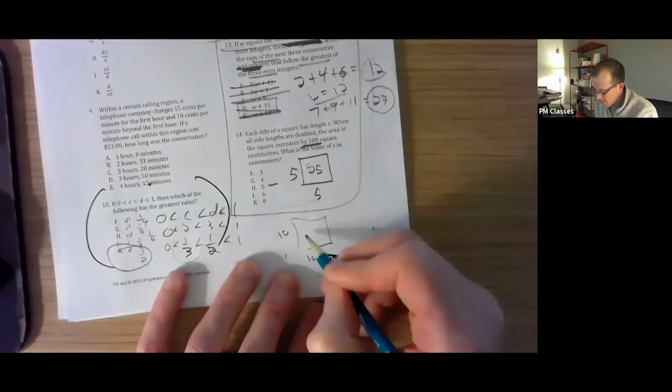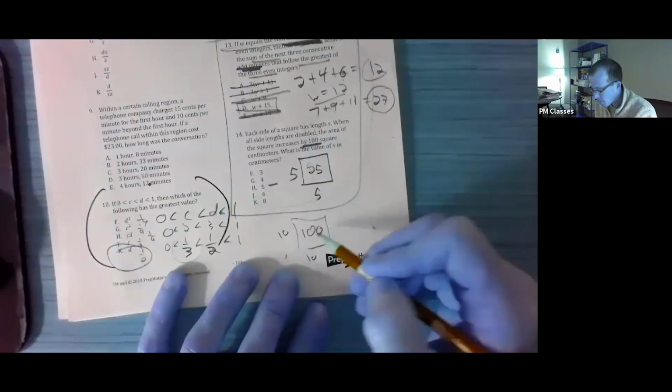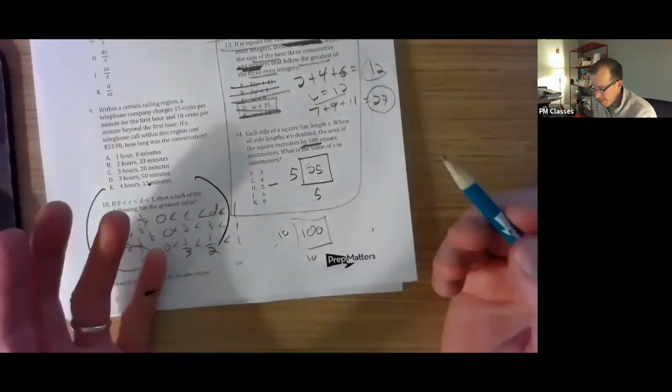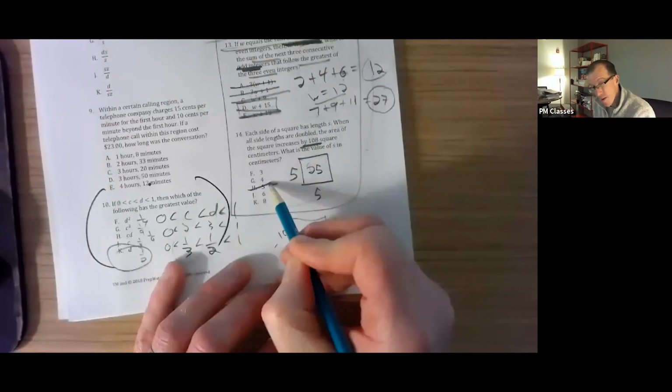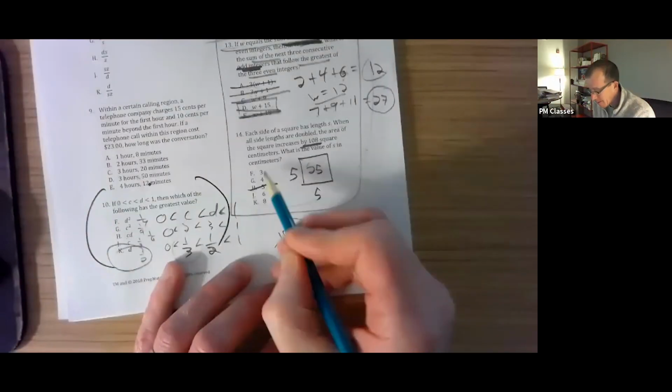Well, area, base times height, 25. Area here, base times height, 100. Does it go up by 108? No, it goes up by 75. Do we think we need a bigger number or a smaller number? I'm thinking bigger, but let's find out.